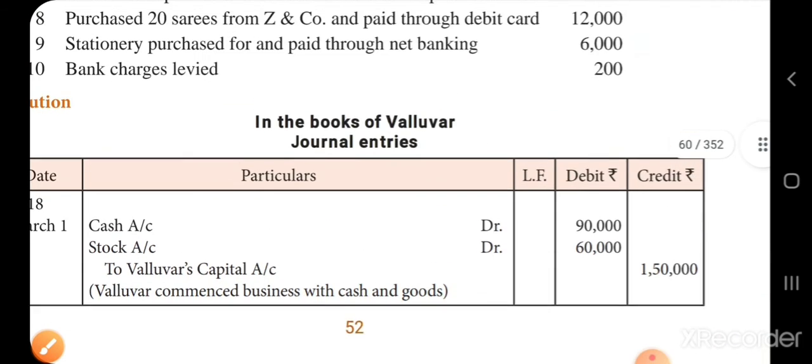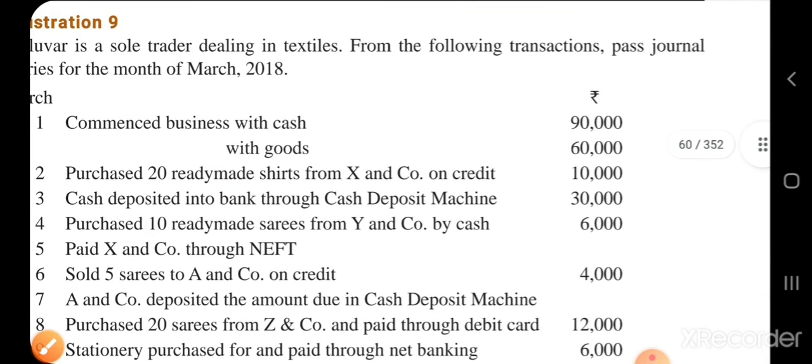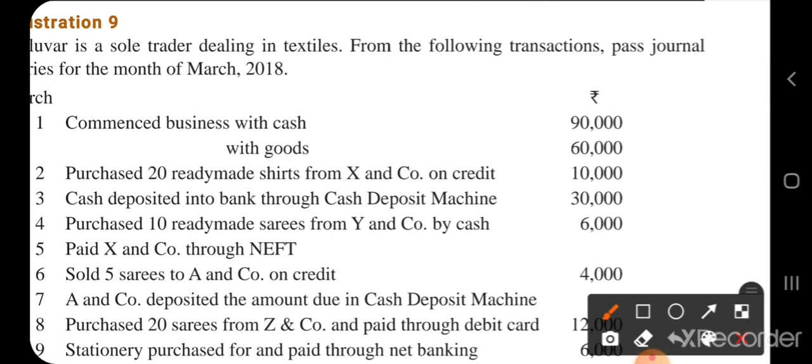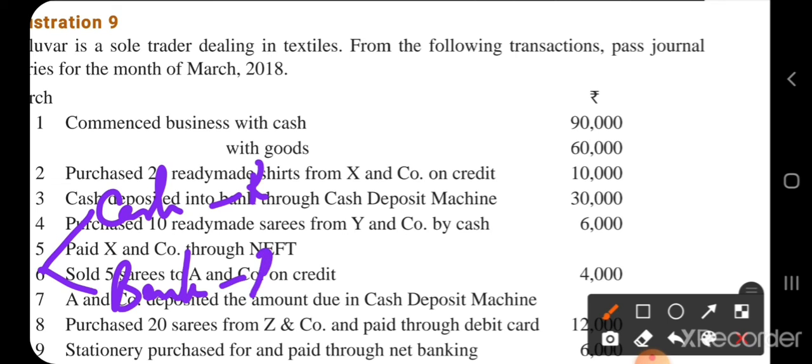Now the third transaction, cash deposited into bank through cash deposit machine. What are the two accounts involved? Cash and bank. Cash is a real account and bank is a representative personal account. Now apply the rule for real account. Debit what comes in. Here cash is deposited into the bank. That means cash is going out of the business.